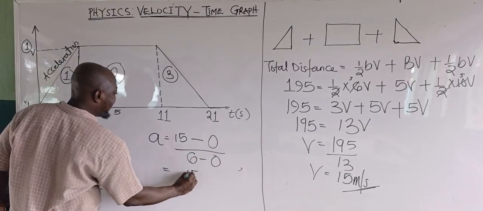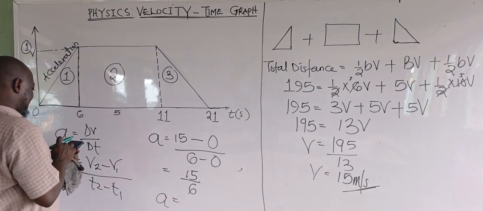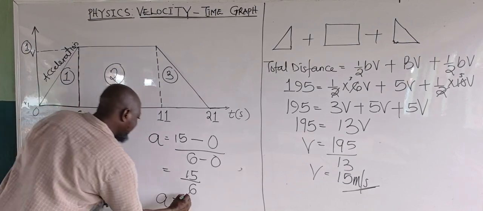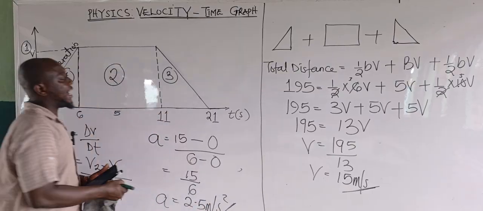So what do I know? I have 15 divided by 6. And I know that our A going further will give me 2.5 meter per second squared. So this is how you do this.